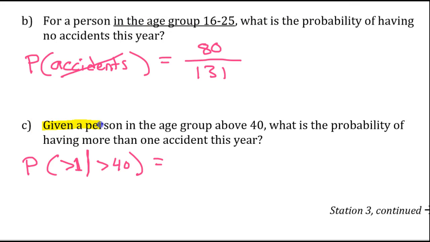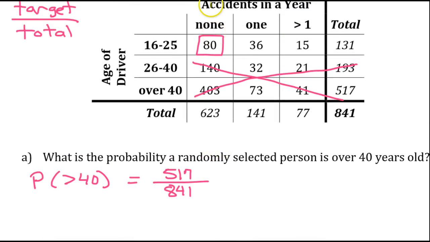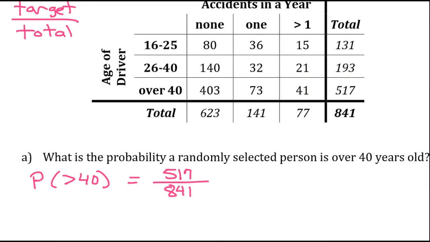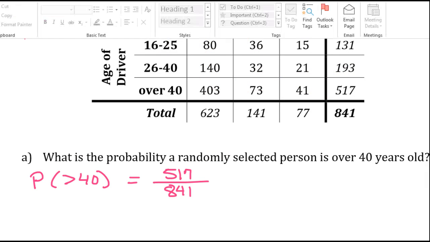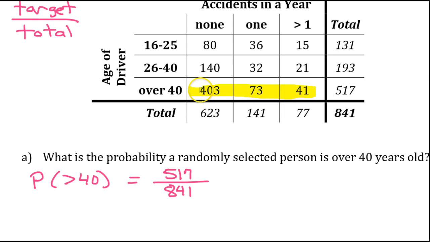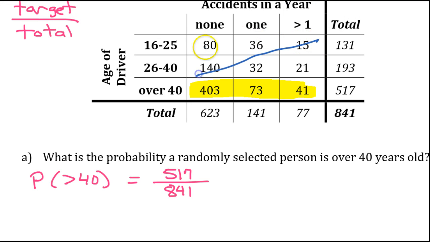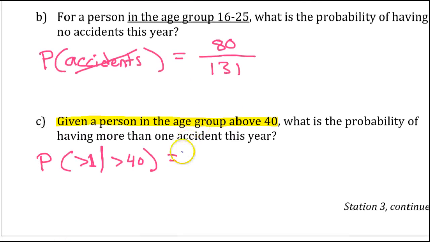So given a person in the age group above 40. Let me erase these lines first. We're given a person above 40, so that means we're only going to be looking at this age group, and we can really forget about everything else. So I'm just going to cross out all of these numbers. So it's time to do target over total for the probability.